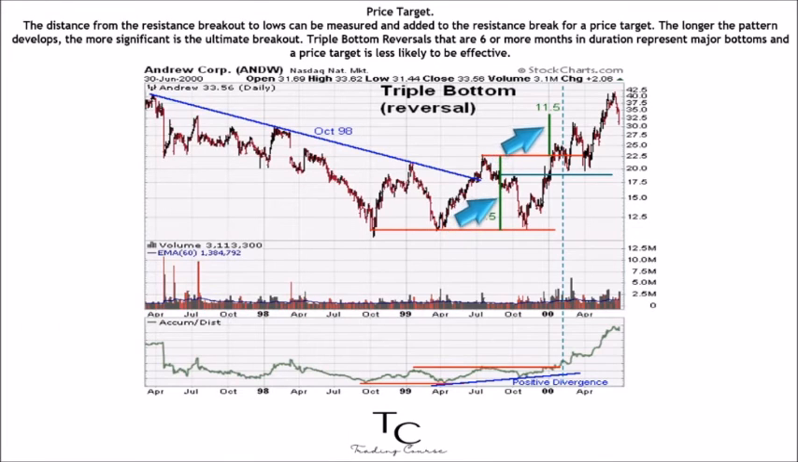Price target. The distance from the resistance breakout to the lows can be measured and added to the resistance break for a price target. The longer the pattern develops, the more significant is the ultimate breakout. Triple bottom reversals that are 6 or more months in duration represent major bottoms, and a price target is less likely to be effective.